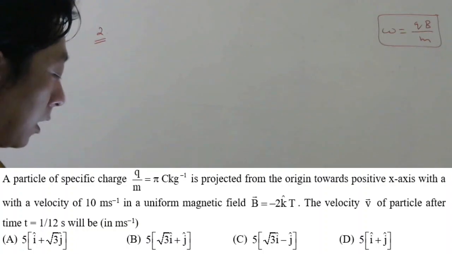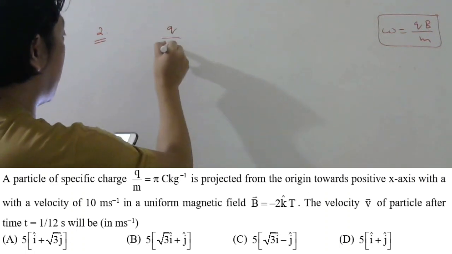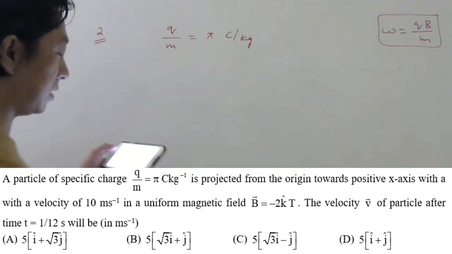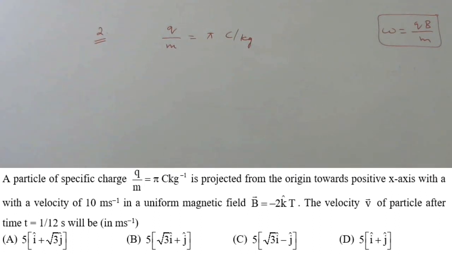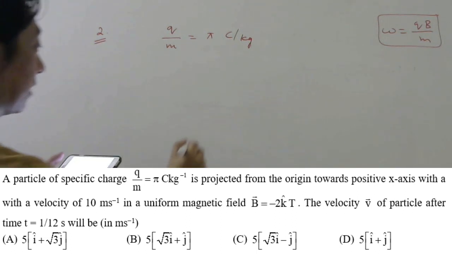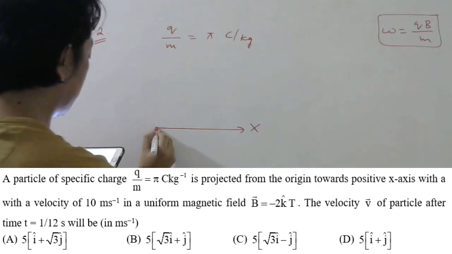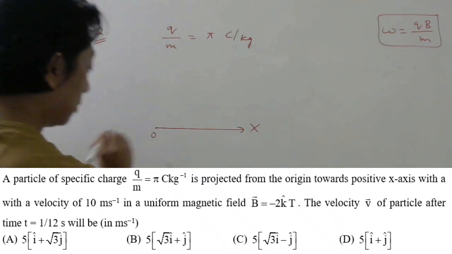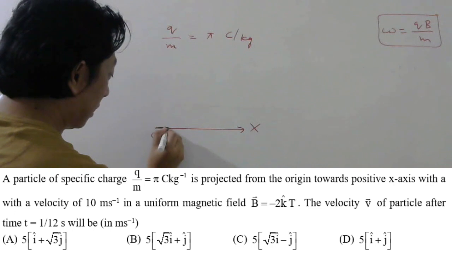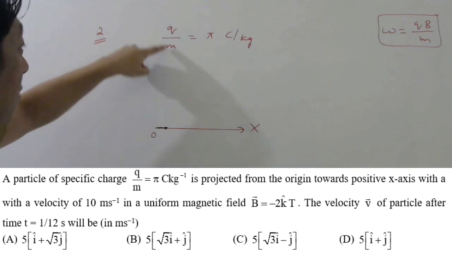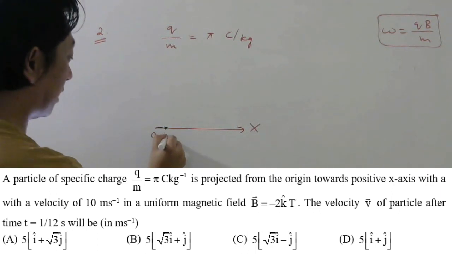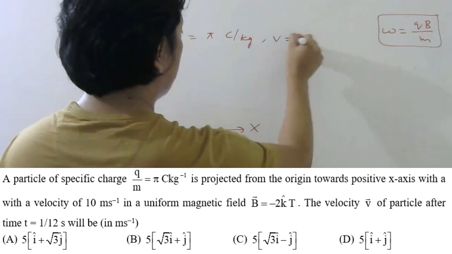See question number 2. A particle of specific charge, so Q by M is pi, they have given, Coulomb per kg is the unit, is projected from the origin towards the positive x axis with a velocity of 10 meter per second. So this is x axis, this is origin. From the origin, they are throwing a charged particle which has charge by mass ratio pi with some velocity, 10 meter per second. Let us write V. So velocity is 10 meter per second.